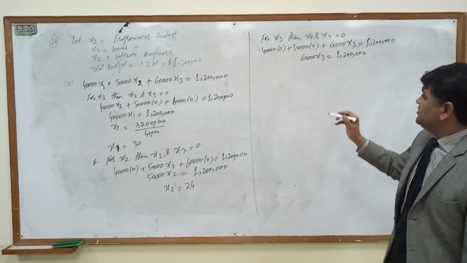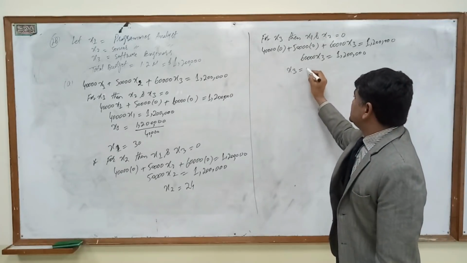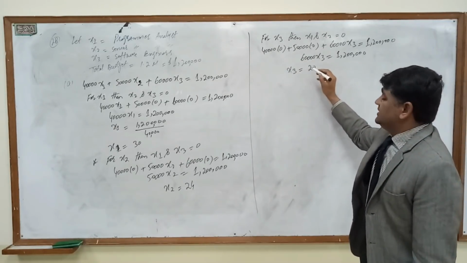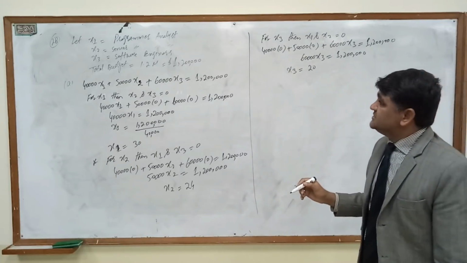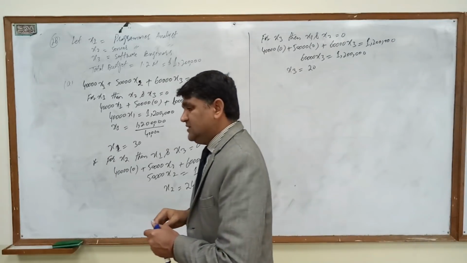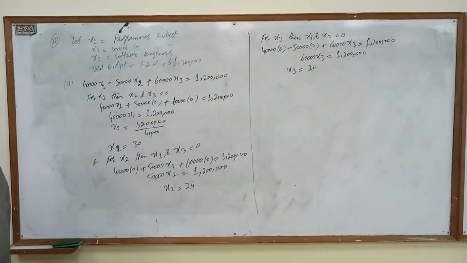What's the value for x3? So x3 is equal to 20. Twenty software engineers can be hired. That is part B, and we have also part C. What is part C?